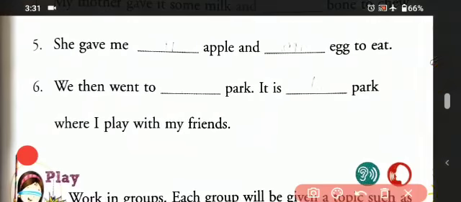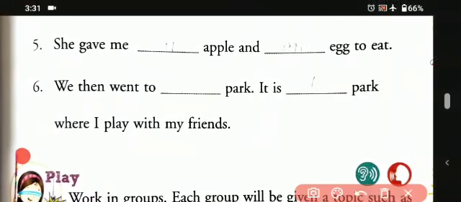Now there is another one. We then went to dash park. It is dash park where I play with my friends. So students, here we will be using a park. That means they went to a park. She is saying something, and it is the park where I play with my friends. So the thing which is being denoted here is the park. So we will be using the before park. Okay students, so let's understand more about it.